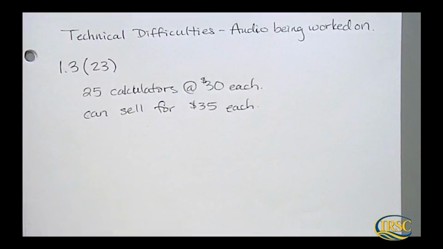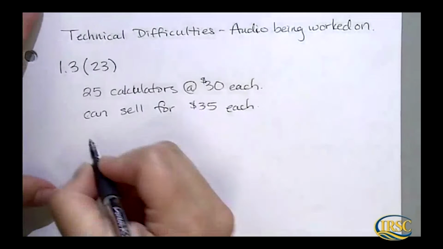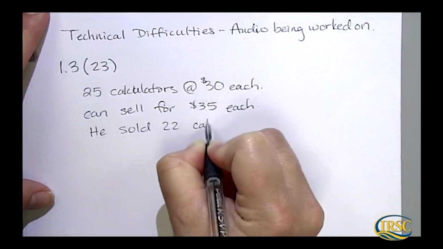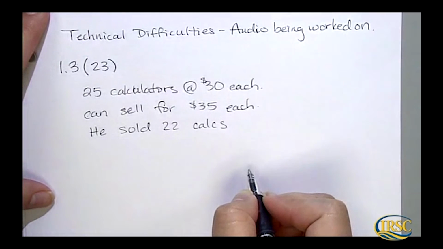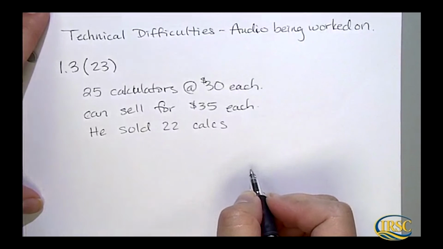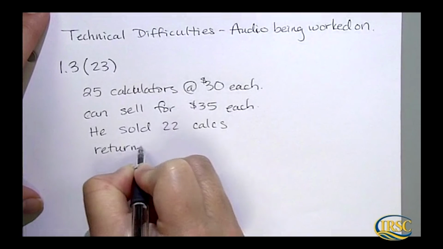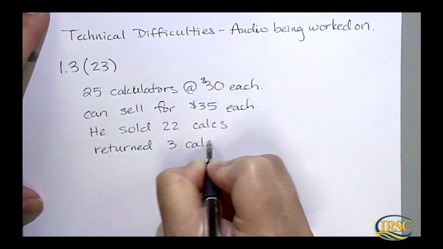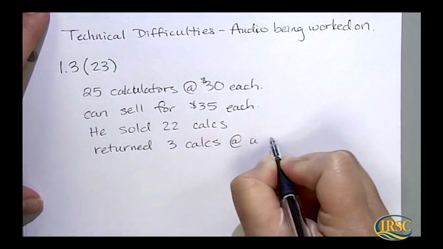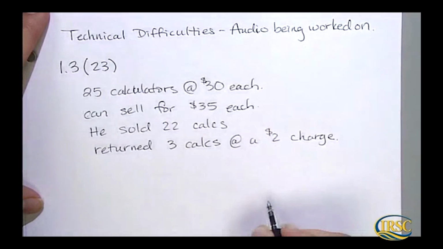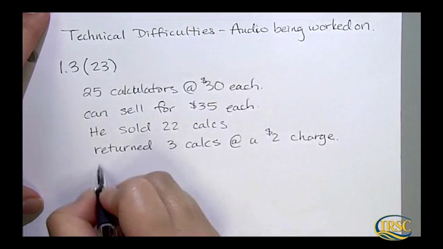And then the store owner sold 22 calculators. He had to return 3 and pay a $2 charge for each returned calculator. Find the store owner's profit.